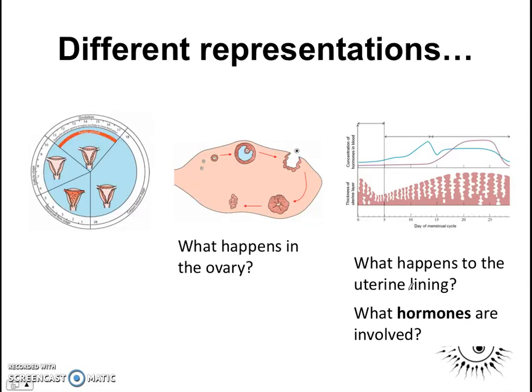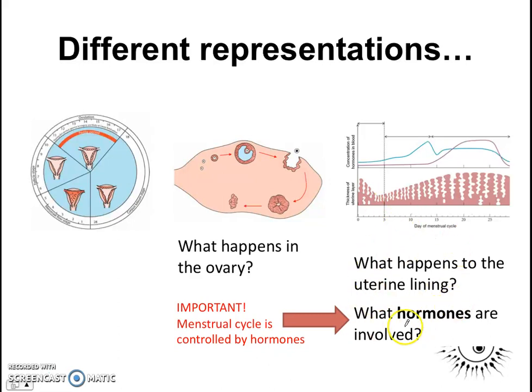menstrual cycle. Now, most important of all for our syllabus is being very familiar with the hormones and also the changes in the uterine lining. Okay, so important, the menstrual cycle is controlled by these hormones. The changes that take place in the uterus, the changes that take place in the ovary are all due to the increase and decrease in levels of hormones. Okay, so let's get going.